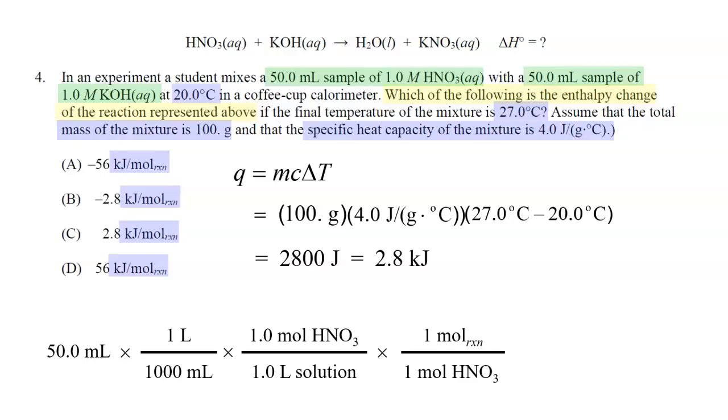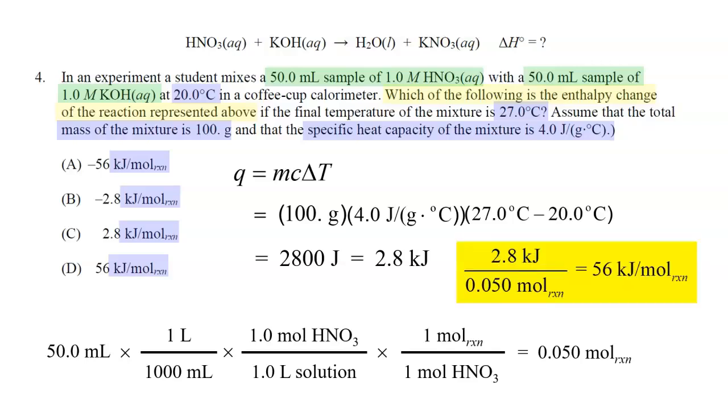So now I can convert from milliliters to liters, from liters to moles of nitric acid, and then finally from moles of nitric acid to mole of reaction. So the math here will be 50 divided by 1,000, and then everything else is 1. So 50 divided by 1,000 is 0.050 mole of reaction. Let's connect the 2.8 kilojoules to 0.050 mole of reaction. And so that ratio, 2.8 divided by 0.05, gives me a value of 56 kilojoules per mole of reaction.